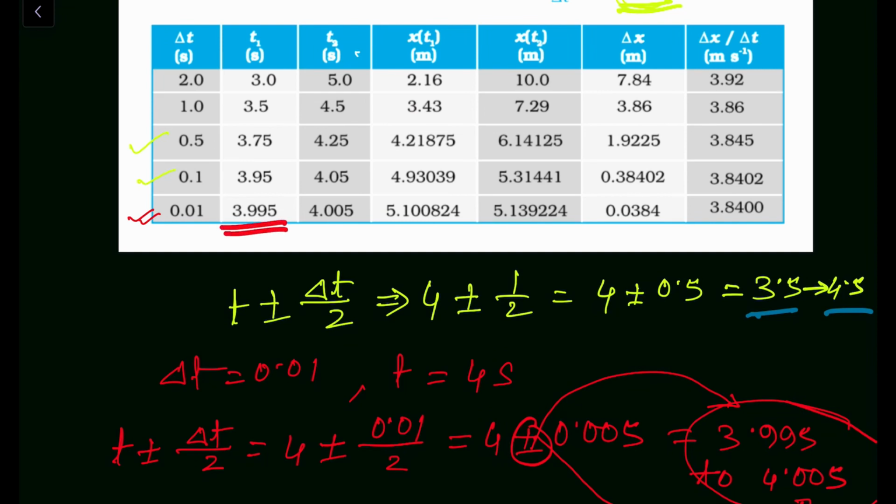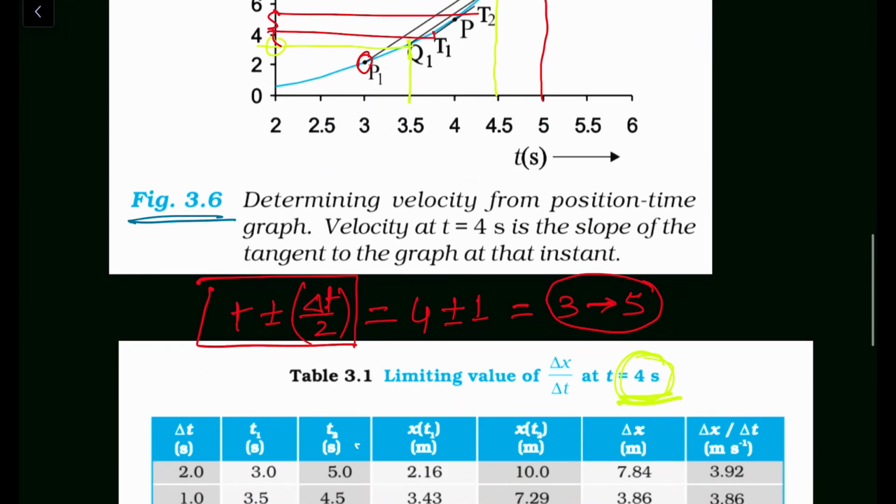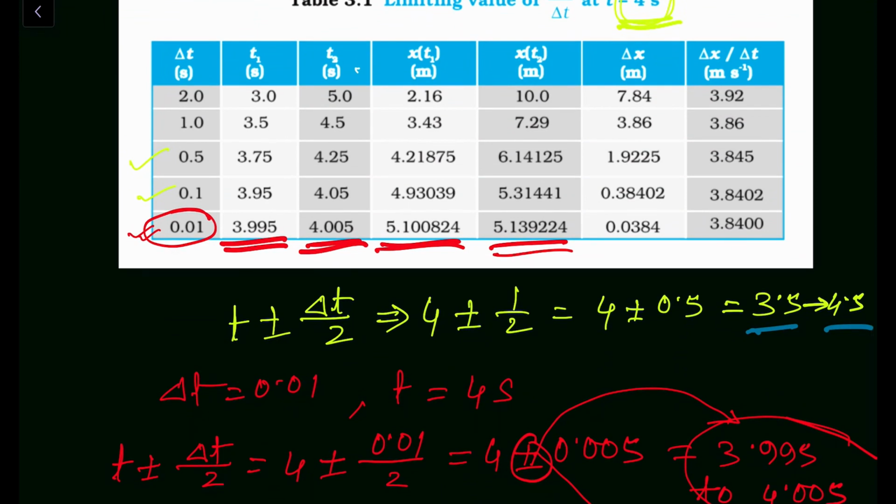Here you can see 3.995 is the starting point and the final position is 4.005. These are the initial time and the final time. So what will be the time duration? The time duration is 0.01. Now x(t1) is the position at time t1 and x(t2) is the position at time t2. We can see the graph here: at t1 this is the position and at t2 this is the position. This is the difference. We have to find the displacement, which means x(t2) minus x(t1). Here we have the displacement and the time interval. This displacement divided by the time interval gives the instantaneous velocity.